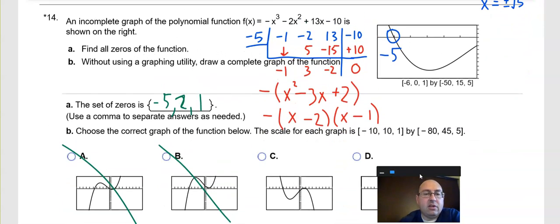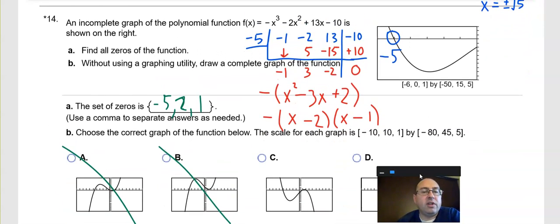14. I think this is our last one for this particular SWYK. So they give me a graph. They call it an incomplete graph because it's not the whole thing. Find all the zeros. And so I can easily see that negative 5 is a 0. All right, so I'm going to use it in my synthetic division. And you'll notice that my coefficients were negative 1, negative 2, 13, and negative 10. Carry down the negative 1, multiply, add, and I got this thing right here.